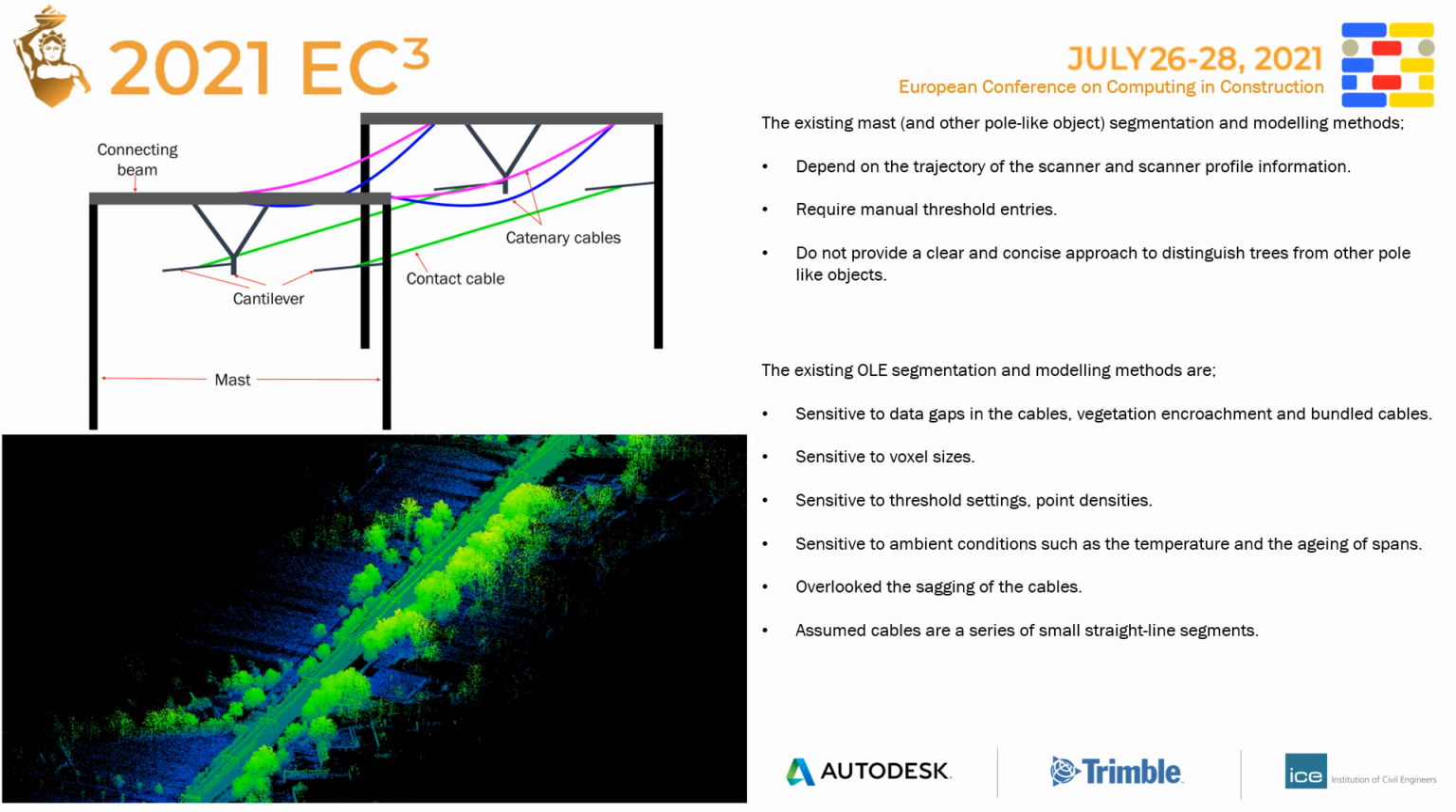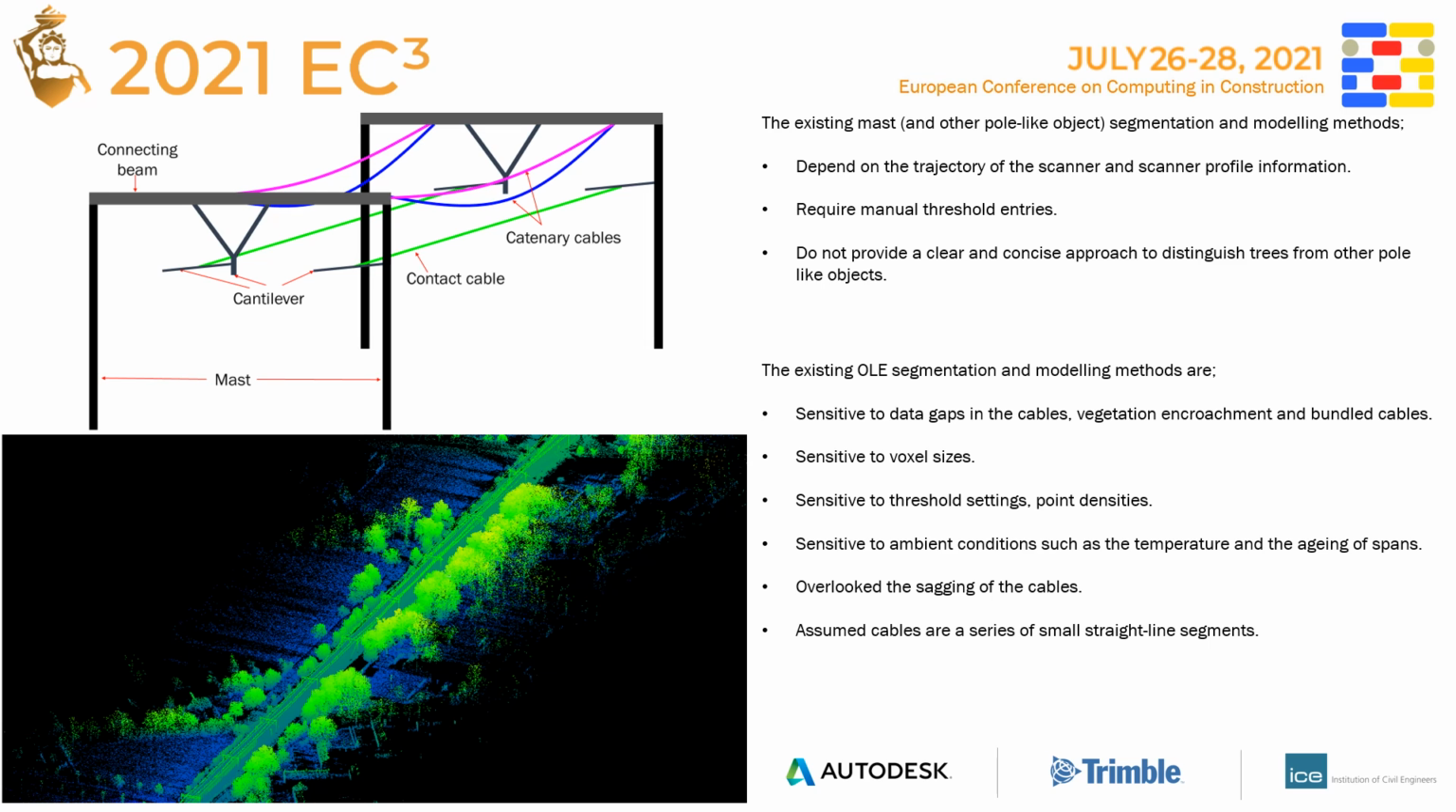To name a few, mast and other pole-like object segmentation and modeling methods usually depend on the scanner profile information. And the majority of these methods do not provide automated solutions for the detection procedure. Also, some methods fail to distinguish trees from masts. Therefore, we conclude that there is no solid approach to segment and model railway masts automatically from airborne LiDAR data by satisfying all user requirements mentioned in our paper.